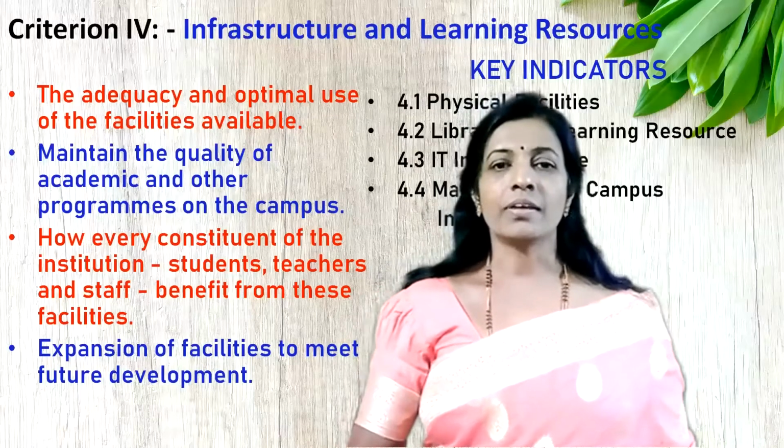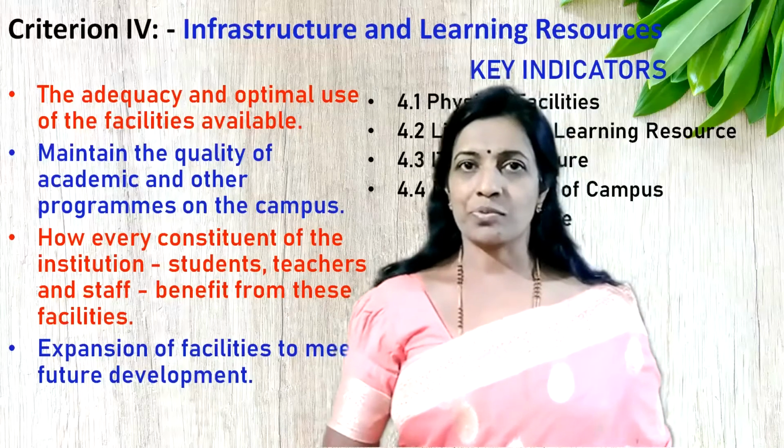In my previous video, we have been discussing the different criteria which are the main basis for the NAAC assessment and accreditation process. We have already looked into the first three criteria in the previous video. Now, in this video, we will try to understand the remaining four criteria and what are the key indicators under each of these criteria. The fourth criteria, infrastructure and learning resources.